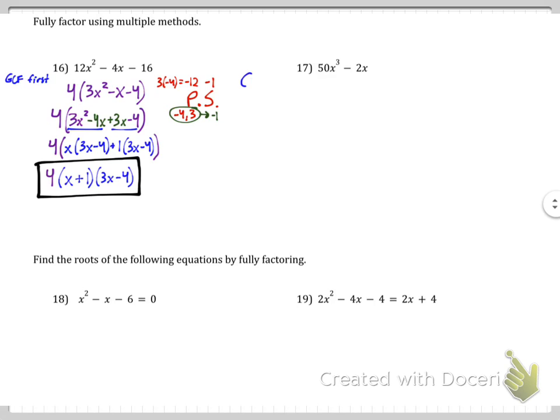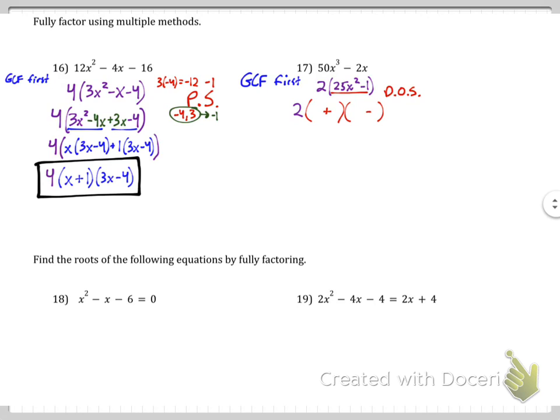For number 17, we want to check GCF first, and we see that 2 can be factored out. And this is good because if you notice, what's left over are 2 perfect squares. So we can finish with the difference of squares. You might say, this looks different than the difference of squares we did before. Well, a little bit, but let's just follow the same procedure and you'll see we'll get a quick answer.